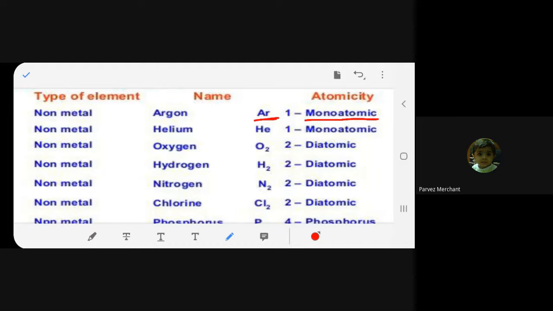Second, helium, non-metal, He, monoatomic. Oxygen, non-metal, O2, diatomic. Hydrogen, non-metal, H2, diatomic. Nitrogen, non-metal, N2, diatomic. Chlorine, non-metal, Cl2, diatomic. Understood this much? Yes, ma'am.